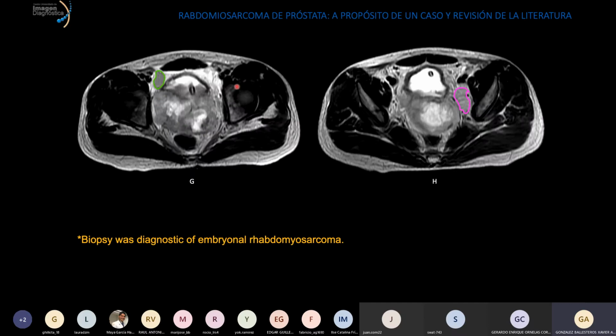This axial T2 image shows the same lymph nodes shown previously in the CT, which are enlarged, heterogeneous, without fatty hilum. So those ones are lymphadenopathies. And then a cystoscopy was performed, and a biopsy was taken, which revealed embryonal rhabdomyosarcoma.